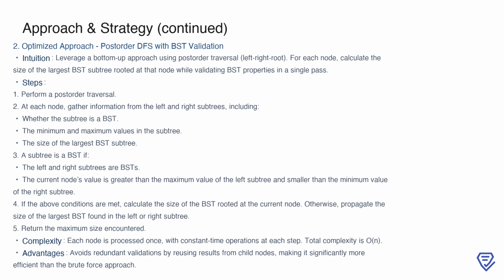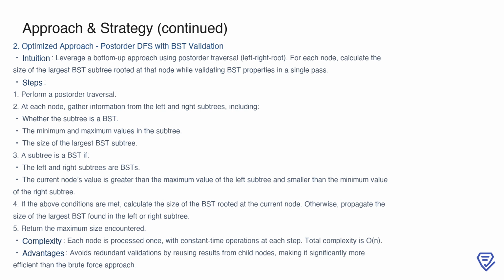Specifically, the current node's value must be greater than the maximum value of the left subtree and smaller than the minimum value of the right subtree. If these conditions are met, we calculate the size of the BST rooted at the current node by summing the sizes of the left and right subtrees and adding 1 for the current node. If the conditions are not met, we propagate the size of the largest BST found in one of the subtrees.